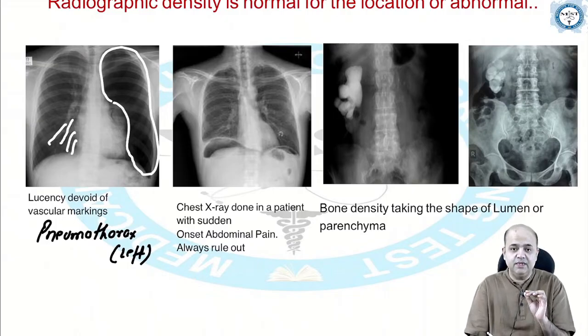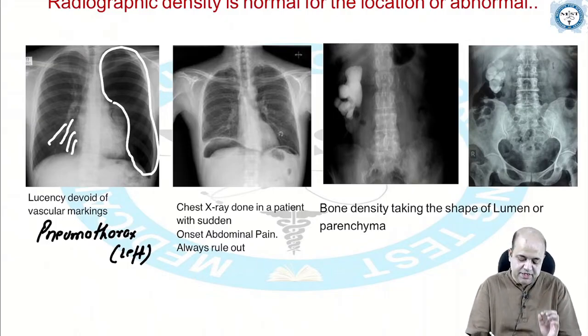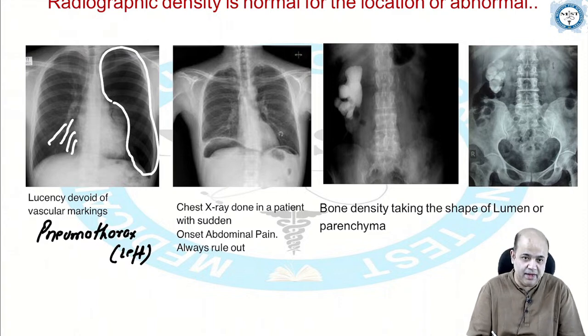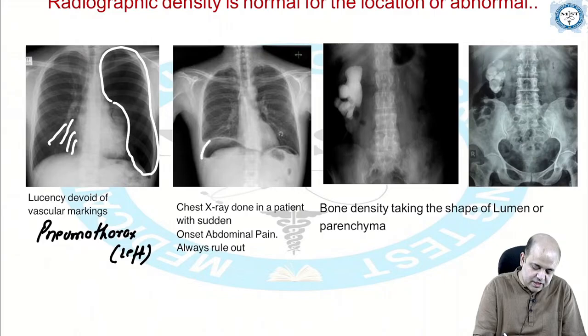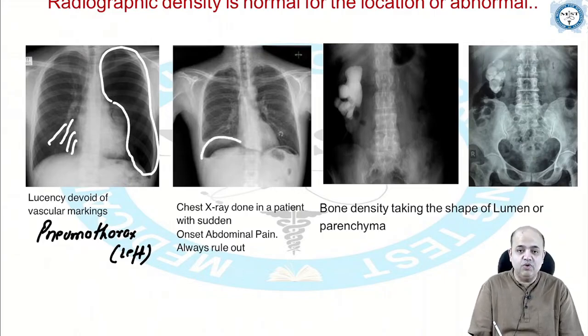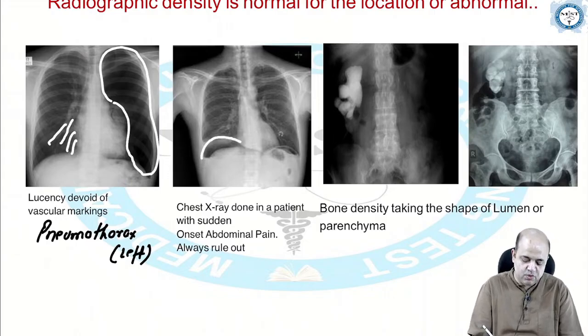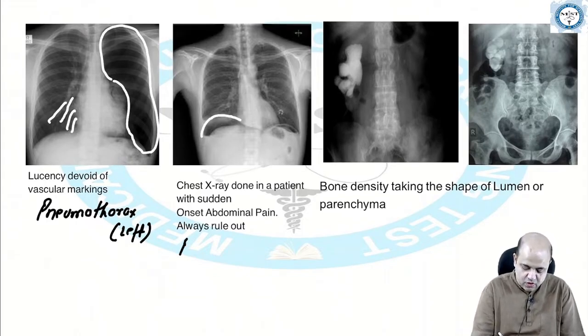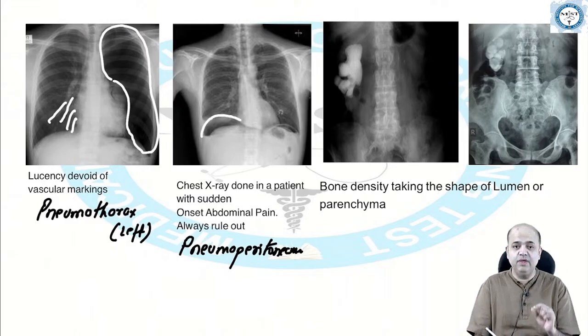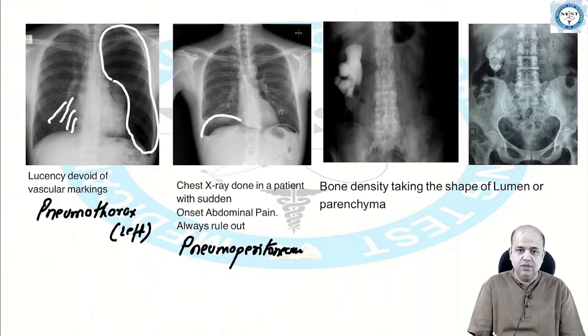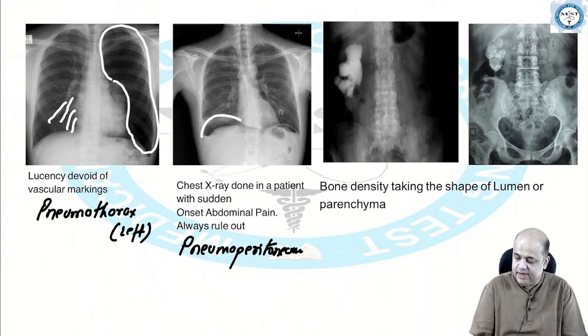Another patient, this is a patient with pain abdomen. Patient has a sudden onset abdominal pain, and now a chest X-ray has been shown to you. What do we see? We see just below the right dome of diaphragm there is air, and this indicates bowel perforation or pneumoperitoneum. So these are a few of the abnormal areas of the black density or the air density.